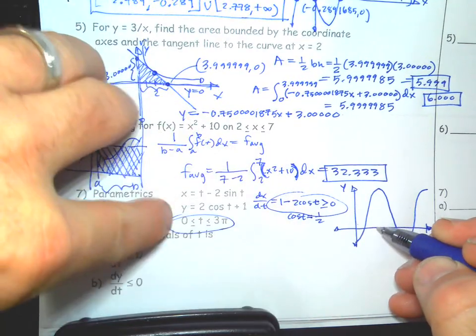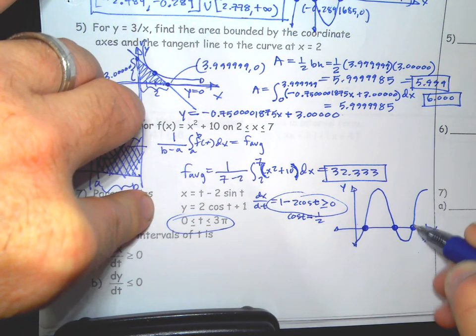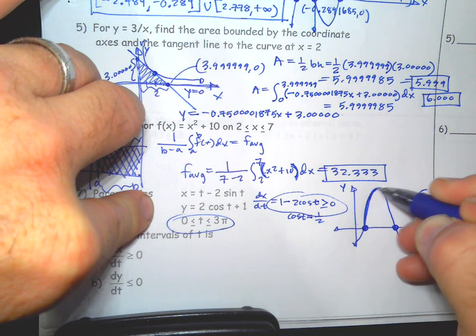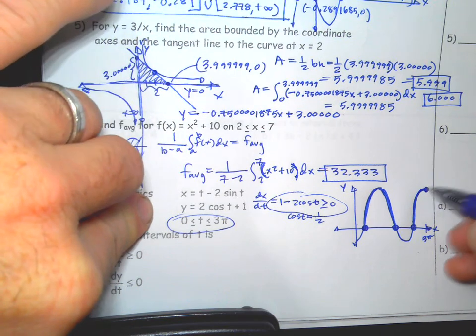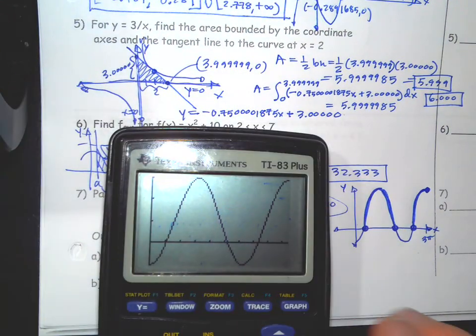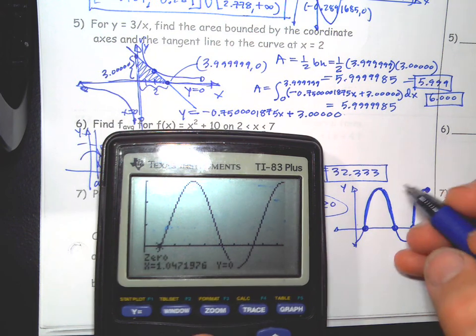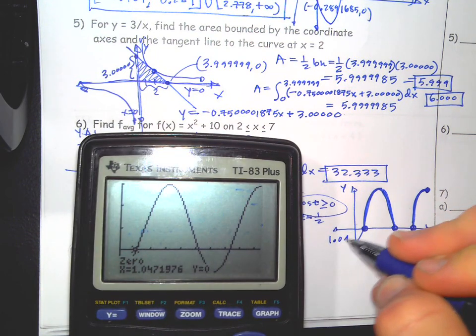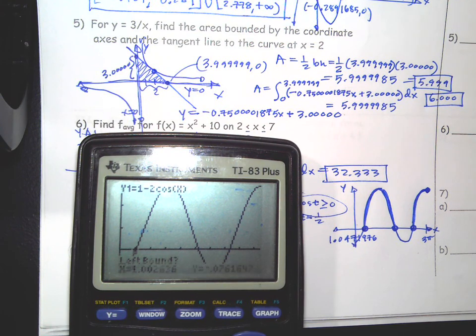So we're saying, where is it greater than or equal to zero? It's going to be this chunk of the graph and this chunk of the graph. So we just got to find those x-intercepts. Second calc, zero. Looks like there's one at 1, so guess 1. That one's at 1.0471976. Zero again. Looks like 2, 3, 4, 5, around 5. 4 to 6, guess 5.